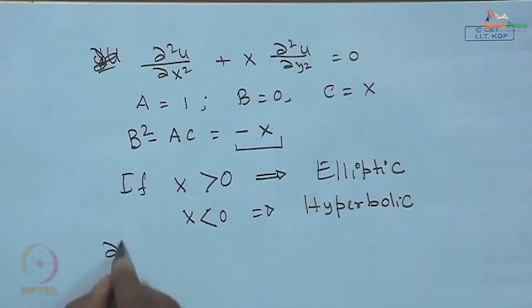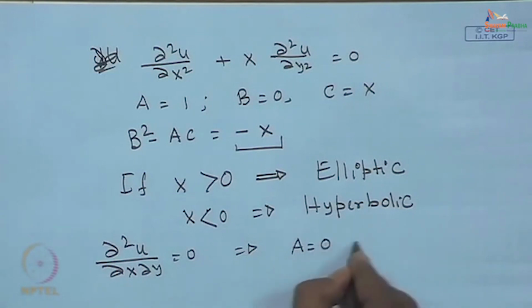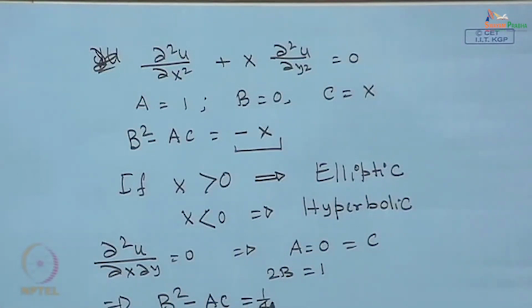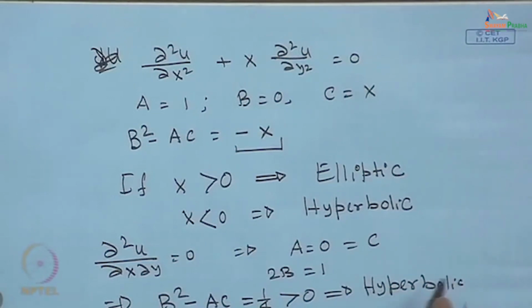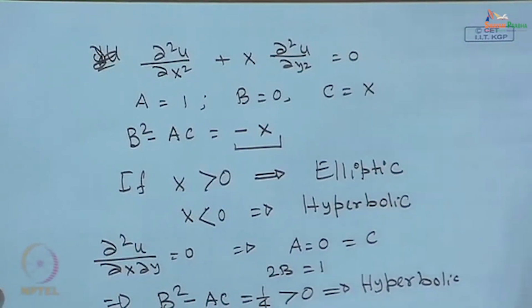Consider the equation del square u del x del y is equal to 0. Now, in this case, a is equal to 0, c is equal to 0, but 2b is equal to 1. So, therefore, you can compute b square minus ac, and that turns out to be 1 by 4, and 1 by 4 is of course greater than 0. So, therefore, we are talking about a hyperbolic partial differential equation.